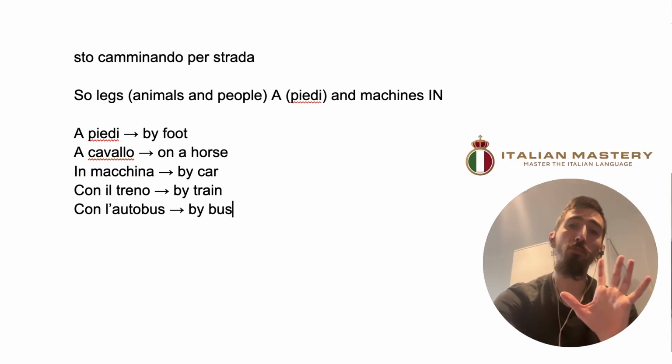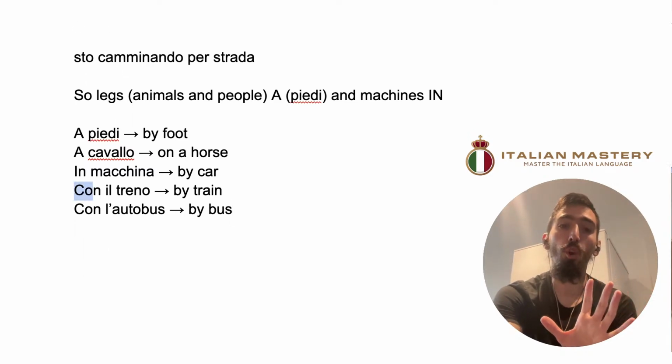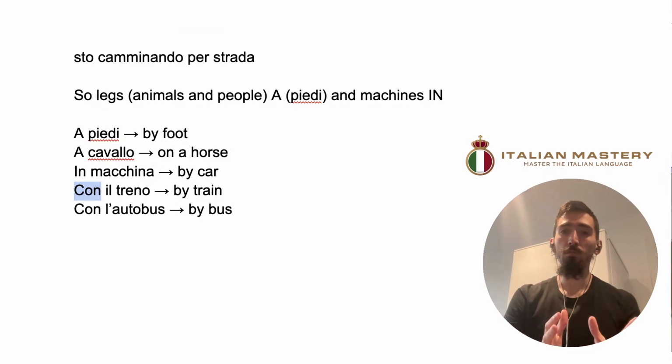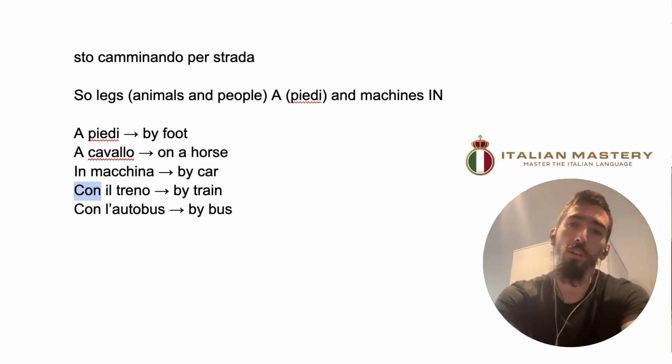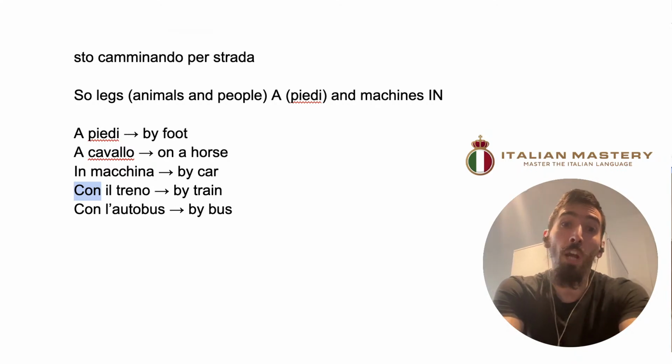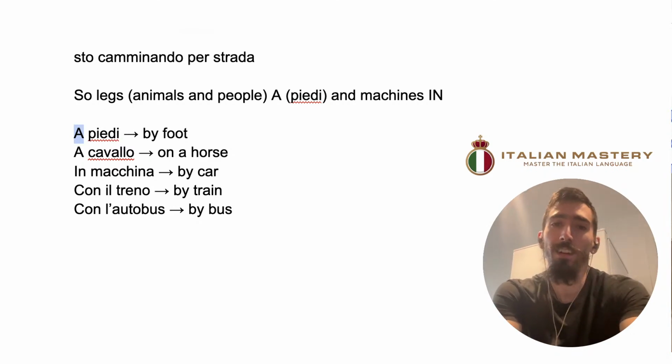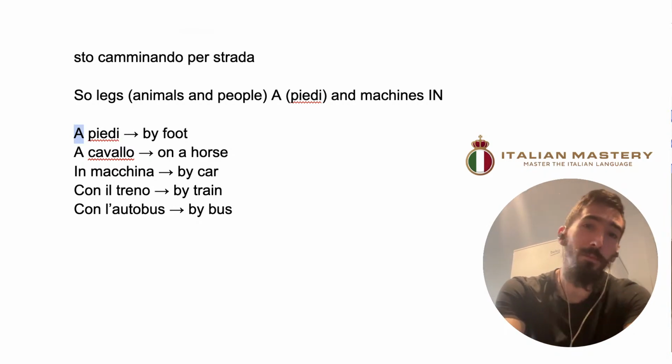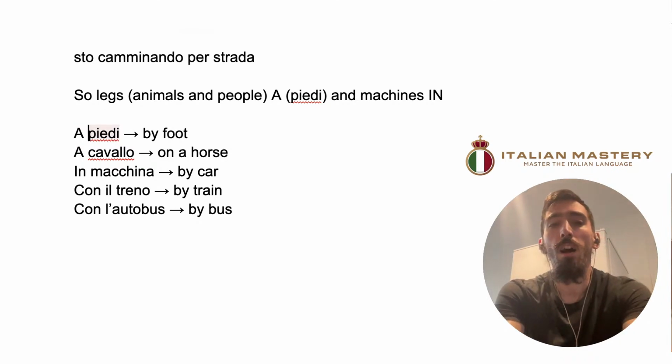Remember that you can also be literal and always use "con." So I go with something, by using something. But of course, it might not be convenient to use or even common, right? "Vado con i piedi," it's a little bit, really? And what about the knees? Are you bringing them with you? No. So "vado a piedi."